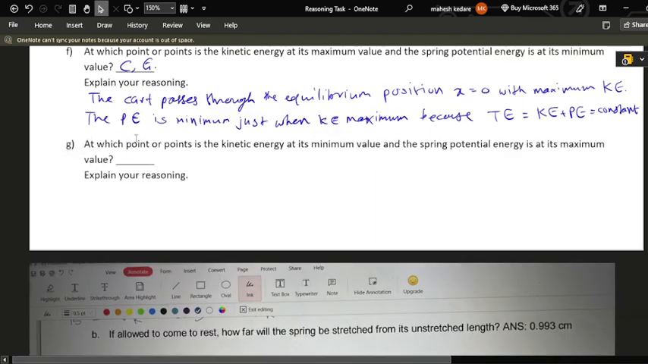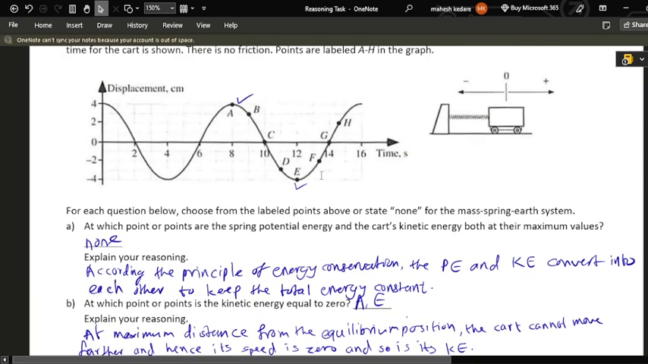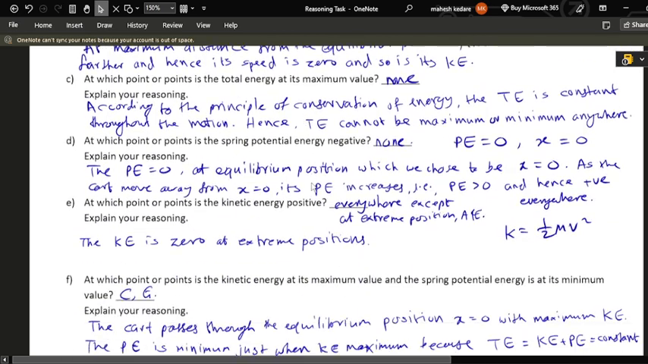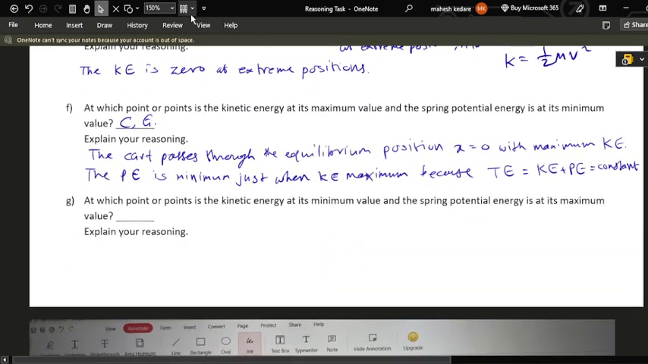Question G. At which point or points is the kinetic energy minimum and spring potential energy at maximum? Kinetic energy is minimum at extreme position. The positions represented by the point A and point C. Kinetic energy is minimum there, and potential energy must be maximum for the reason that we have stated in the previous question. Answers are A and E, and the reason is similar to the one that we stated while answering the previous.